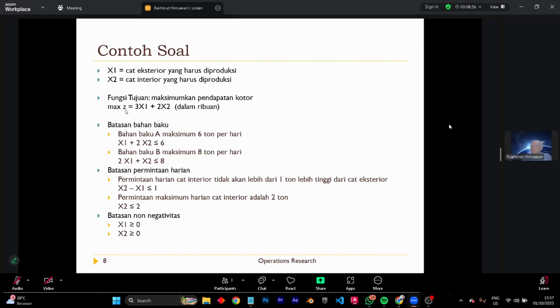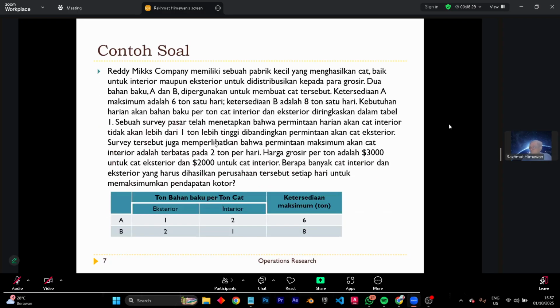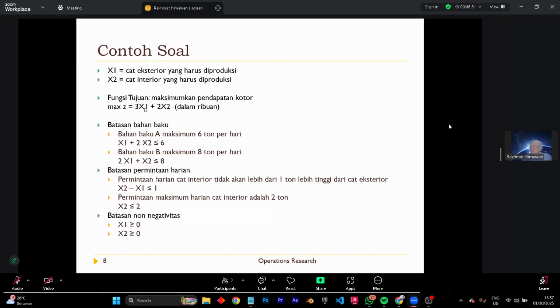Which is Z, maximize Z, and you can read it again later, but it's 3x1 plus 2x2 because of the price. The revenue of x1 is 3,000, and the revenue of x2 is 2,000. In units of 1,000, we have 3 and 2 for the objective function. And for the constraints, batasan is constraint, related to bahan baku or raw material, and related to the daily requirement, you can say, and non-negativity, of course.